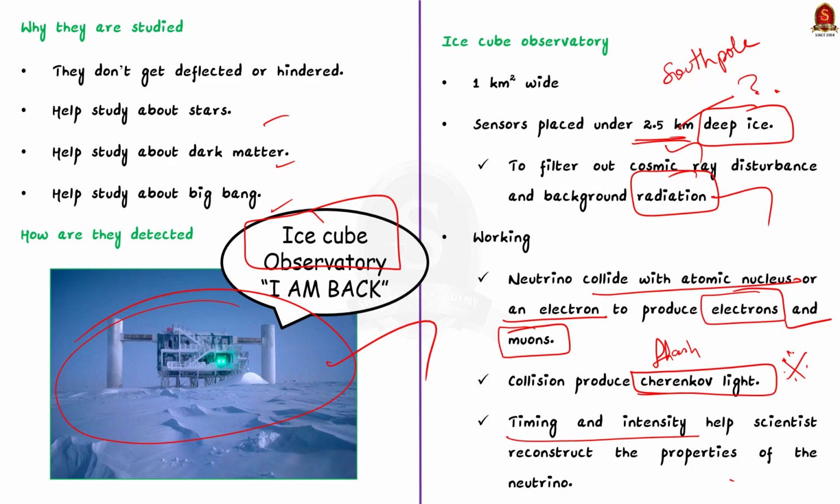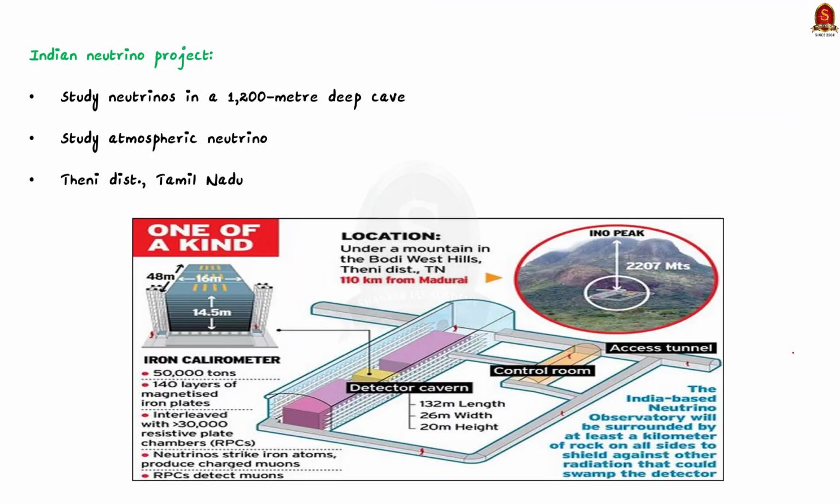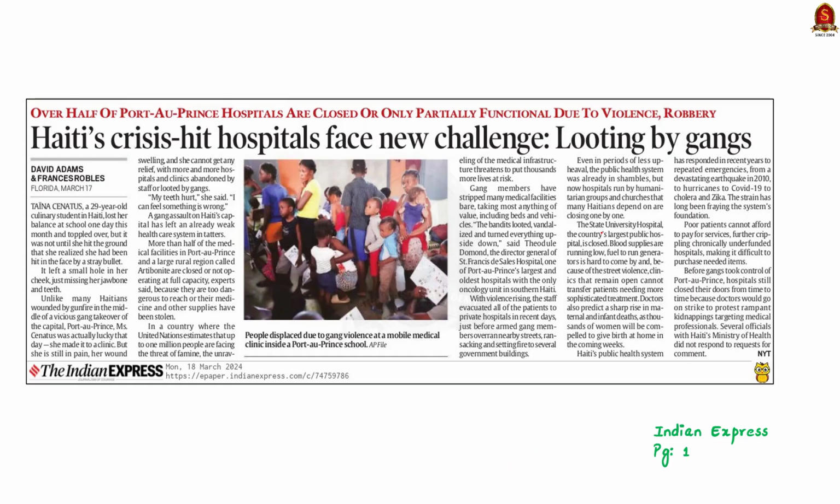In this aspect, it is to be noted that India-based Neutrino Observatory has been proposed to study neutrinos in a 1200 meter deep cave in Theni district of Tamil Nadu. They will study atmospheric neutrinos only because solar neutrinos have much lower energy than the detector can detect. So that's all about this article. With this, let us move on to the next news article. Look at this Indian Express article.